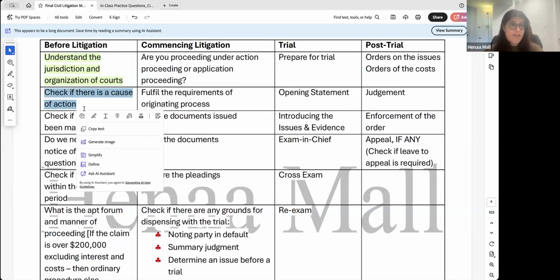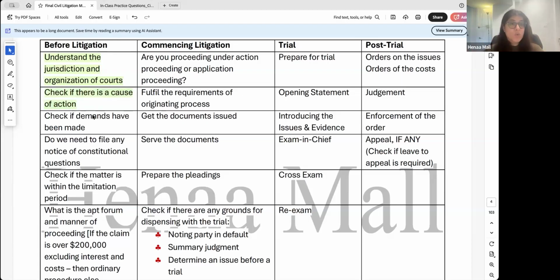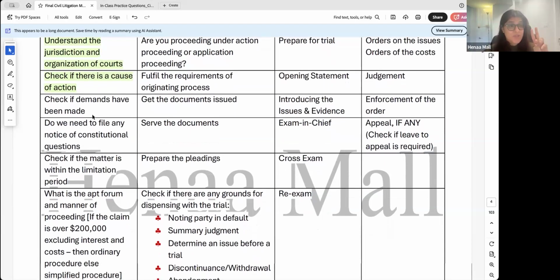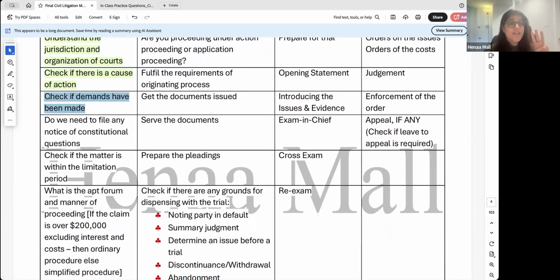Check if there is a cause of action. Please do not encourage frivolous litigation. So before you start the litigation, understand the jurisdiction and organization of courts, understand if there is a cause of action, check if any demand notices have been served. Have you sent a letter of demand to the other side?